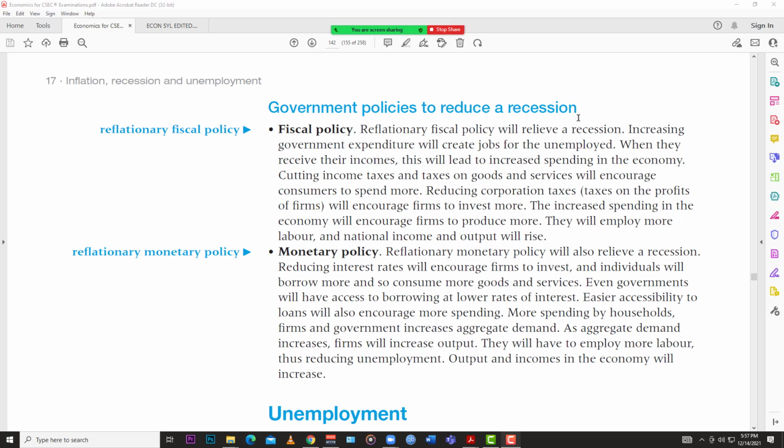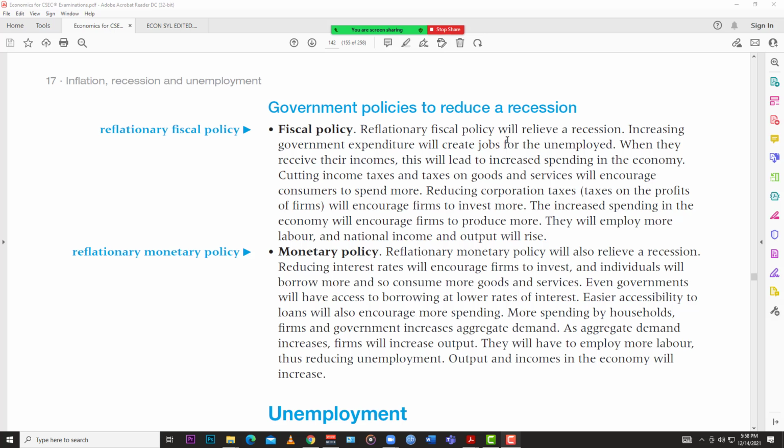So what can they do? Government policies to reduce recession. Of course, fiscal policy. Reflationary fiscal policy or expansionary fiscal policy. Remember, right now it's a recession, and so the economy is contracting. Things are looking bad. So now the government wants to expand the economy. So by all means, use expansionary fiscal policy, expansionary monetary policy, or reflationary monetary or fiscal policy. I prefer using expansionary and contractionary.